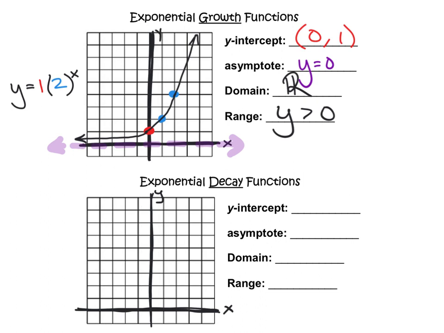Specifically, greater than. Don't put the equal to sign on there because we will never actually be equal to 0. That's where that purple asymptote is. So a lot of these answers, specifically these, are going to be the same, especially today, for the kind of functions we're working with, because we're not transforming them. We're just changing their shape a little bit. That's what an exponential growth function looks like.